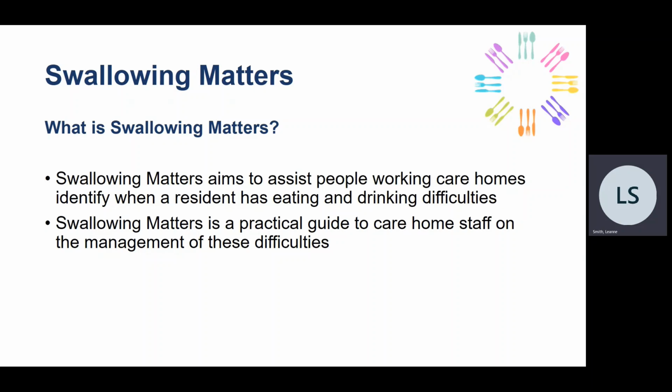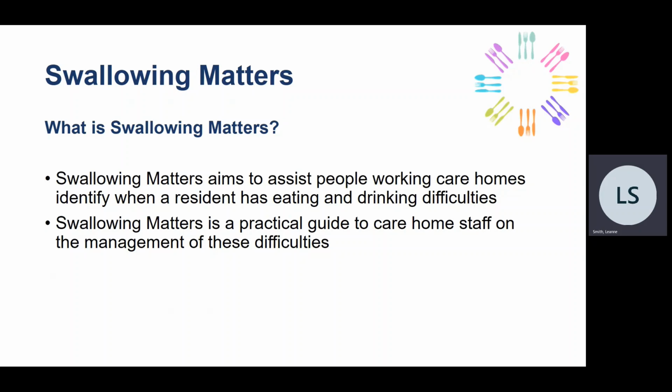So what is Swallowing Matters? Swallowing Matters aims to assist people working in care homes identify when a resident is having difficulty with eating and drinking, so when they should maybe be considered for referral for an assessment from ourselves. It also provides practical resources for helping people manage with their difficulties, perhaps on a longer term basis, so there may be things that can be done with the person to enhance their safety with oral intake without it necessarily involving a direct assessment. And some of the resources within Swallowing Matters will hopefully assist care home staff in delivering that and ensuring that.